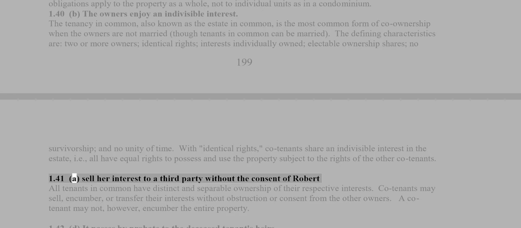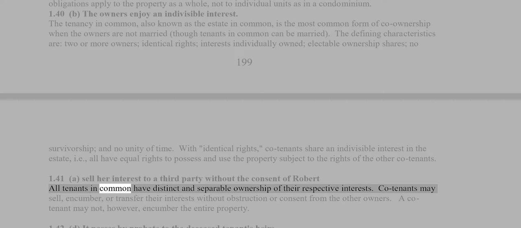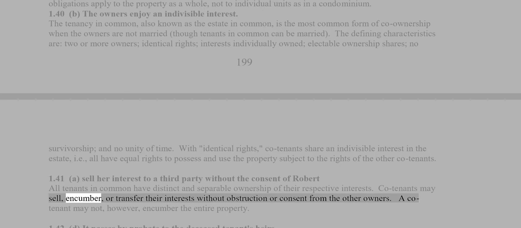1.41 a. Sell her interest to a third party without the consent of Robert. All tenants in common have distinct and separable ownership of their respective interests. Co-tenants may sell, encumber, or transfer their interests without obstruction or consent from the other owners. A co-tenant may not, however, encumber the entire property.